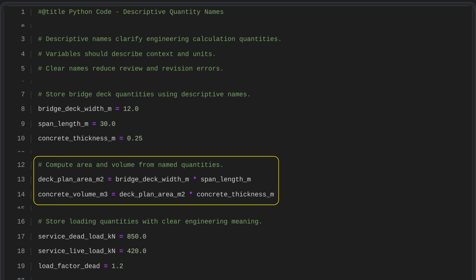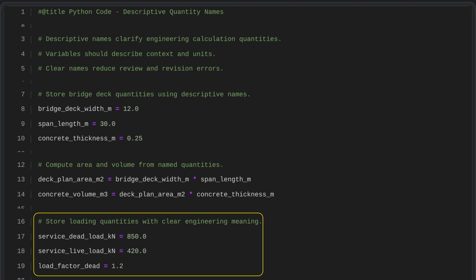To estimate concrete for a bridge deck, first find the deck area by multiplying its width by its span length. Then multiply that area by the concrete thickness to get the required concrete volume. Clear, descriptive naming helps keep these engineering calculations understandable and less prone to error.